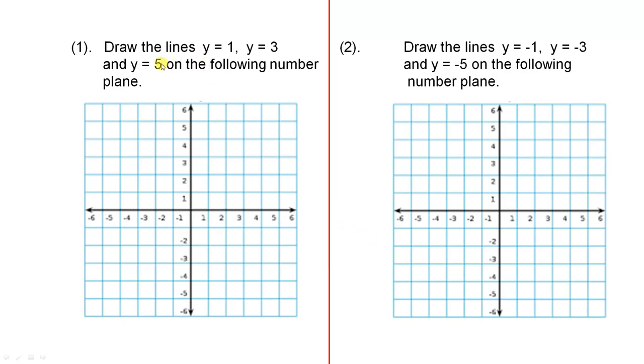This one asks us to draw the lines y equals 1, y equals 3, and y equals 5 on the following number plane. So we have to draw 3 lines on this number plane. The second example asks us to draw y equals -1, y equals -3, and y equals -5 on the following number plane.